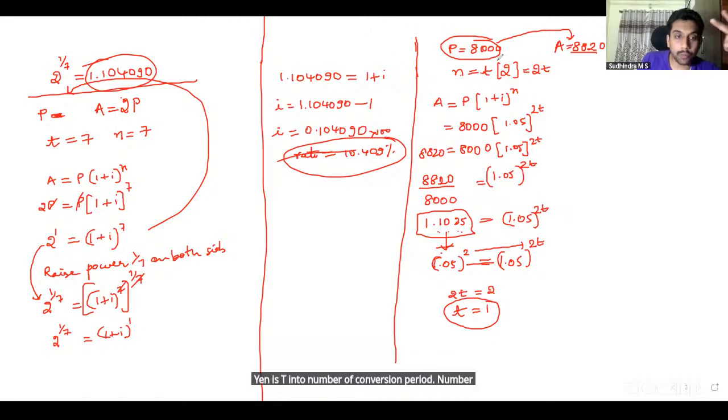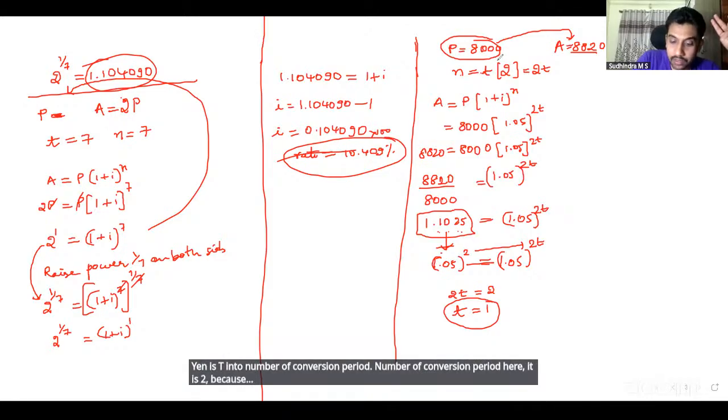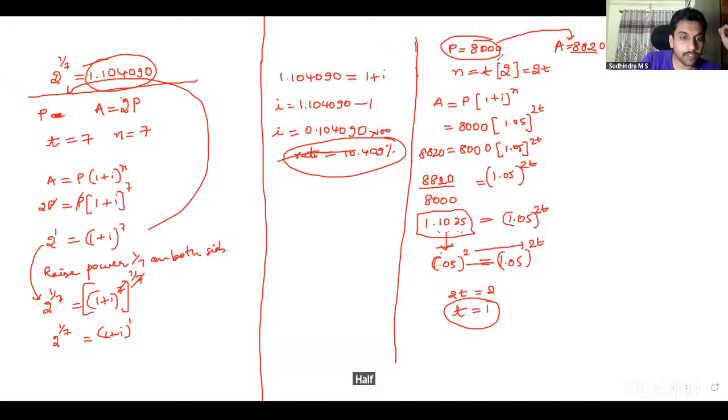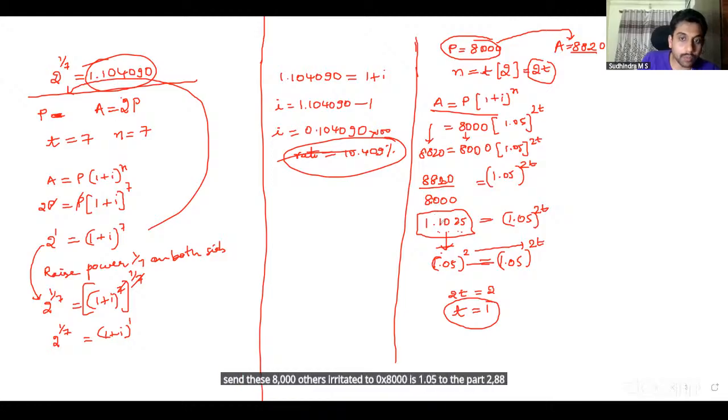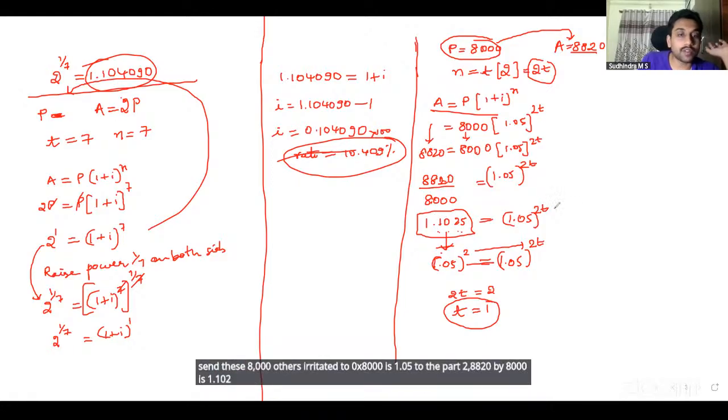Number of conversion periods here is 2 because it is compounded half yearly. 2 into T. T we don't know. We have to find out T. So considering this, apply the formula. A is equal to P into 1 plus I to the power N. A is 8820. P is 8000. I is 0.05. So 1.05 to the power 2T. Send this 8000 the other side. 8820 by 8000 is 1.05 to the power 2T. 8820 by 8000 is 1.1025 equals 1.05 to the power 2T.